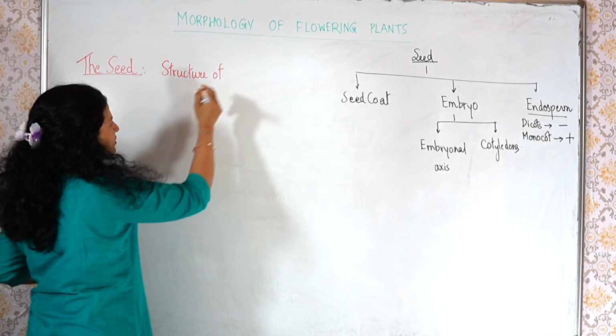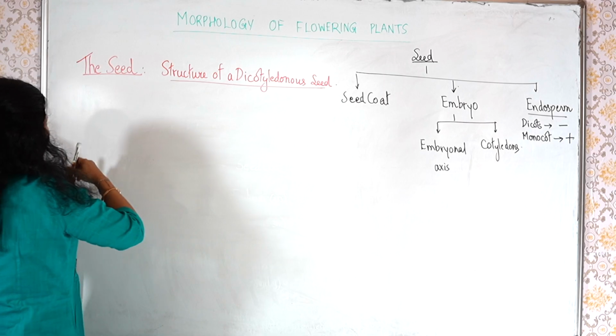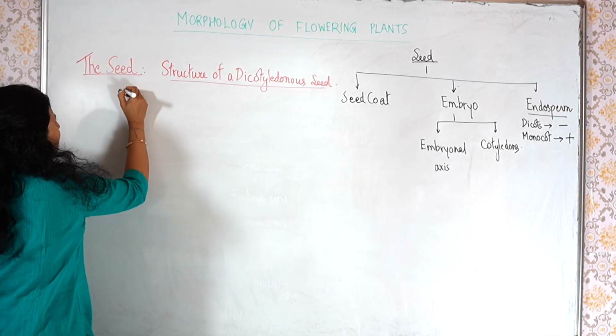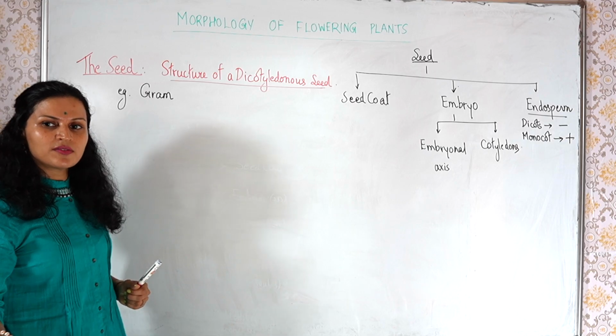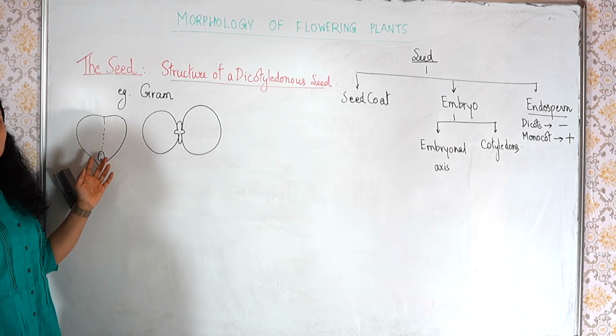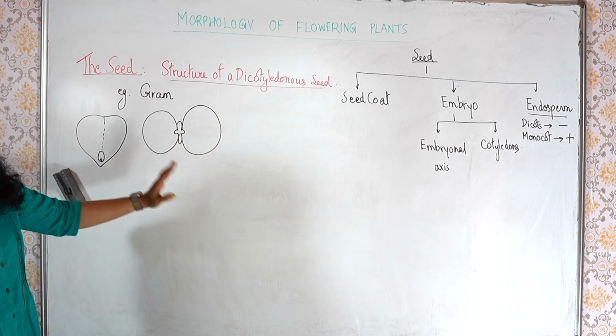So right now we are doing the structure of a dicotyledonous seed, for which we are taking the example of gram seed. Chana. You can ask your mother to make chole tonight. Observe one gram seed very closely. So this is the gram seed. This is closed and this is open. Let's talk about each one of those aspects for the dicotyledonous seed.